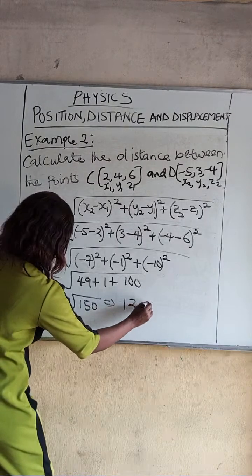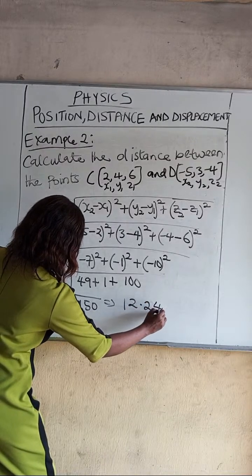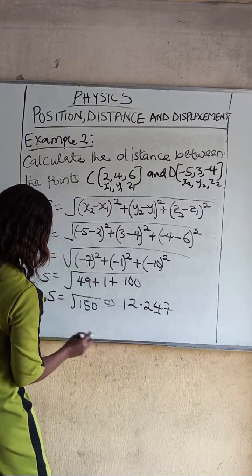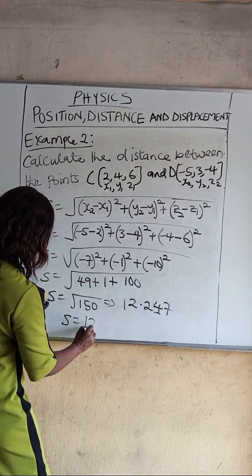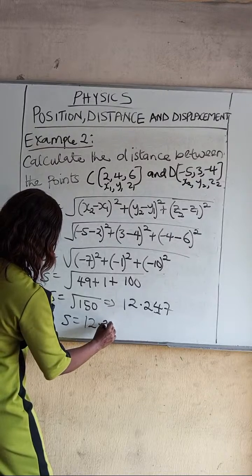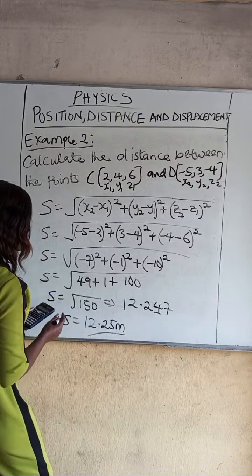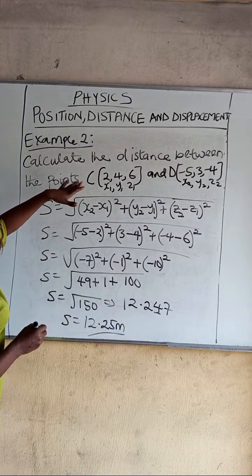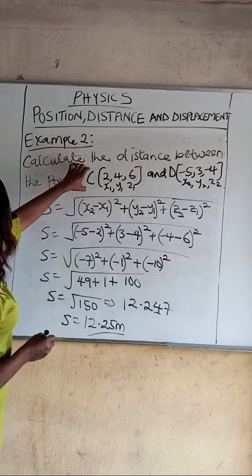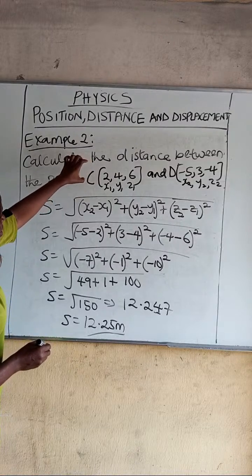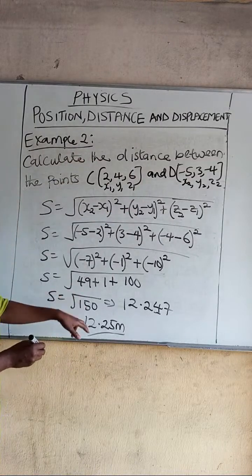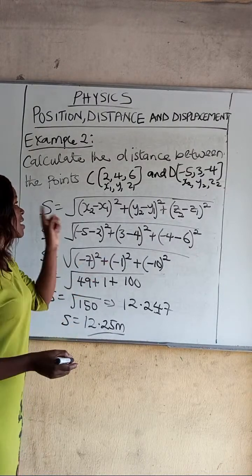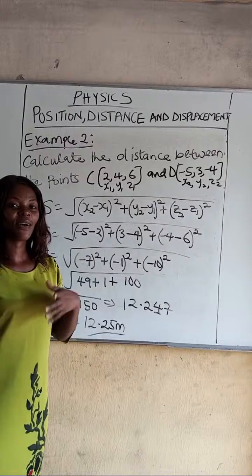12.247, but I'm going to approximate to 2 decimal places. So X is 12.25 meters. So the distance between this object in space, which is C and D, is equal to 12.25 meters.